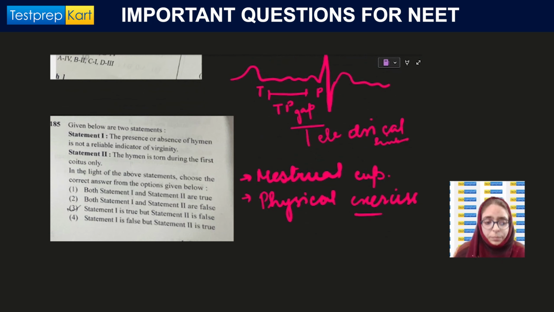So we will go with option number 3, statement one is true, which means the absence or presence of the hymen is not a reliable indicator of virginity. But statement two is false, that the hymen is torn during the first coitus only. It can be torn by different things like menstrual cups, tampons, physical exercises, or accidents. It's not only by coitus. So this was our second question.